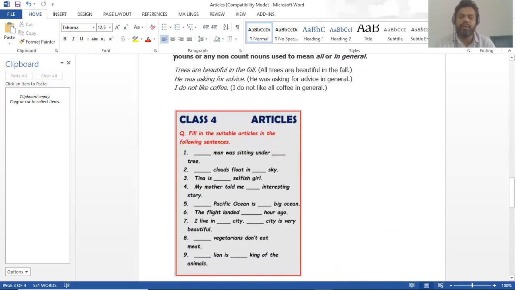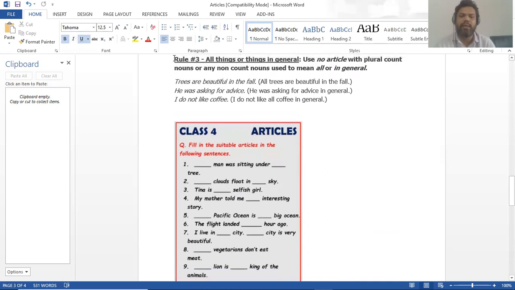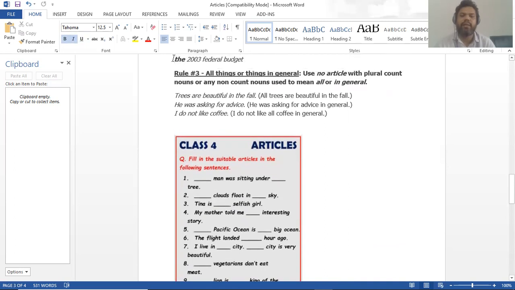Before going to this example, I would like to show another thing. That is rule number 3. See, for all things or things in general, use no article with plural count nouns or any non-count nouns used to mean all or in general. I mean it is not specific, it is not singular. So for all things in general, we do not use articles. It is for upper classes, it is not applicable for this class, so I don't like to waste my time here.